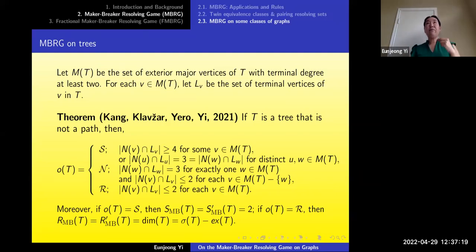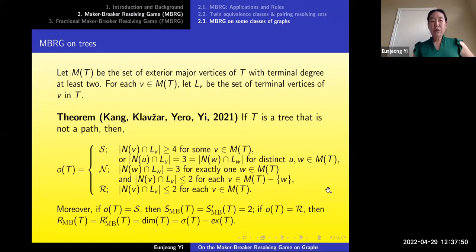Remember, if you have at least one twin equivalence class with 4 members in the same equivalence class, then the resolver always wins. That's the first one of S. If you have 2 distinct twin equivalence classes, each of them having 3 members, then the spoiler wins. Did I say resolver earlier? So spoiler wins. In both cases the spoiler wins. Those are the first and second ones under this category.